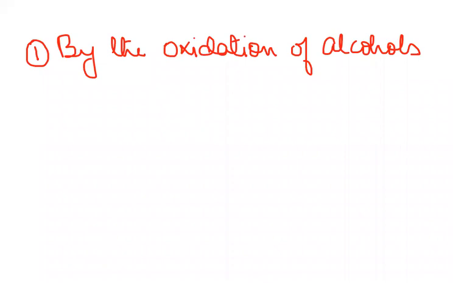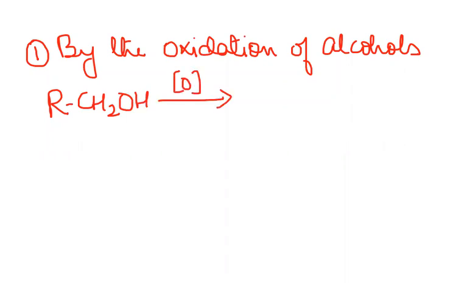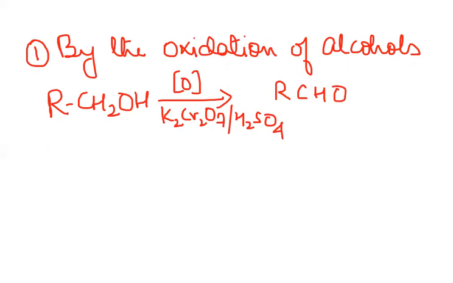So suppose I'm using RCH2OH. This is any alcohol that I am taking. It's a primary alcohol subjected to oxidation in presence of a good oxidizing agent like an acidified potassium dichromate, K2Cr2O7 in presence of H2SO4, and this is going to give us RCHO. RCHO, that is an aldehyde, is obtained.